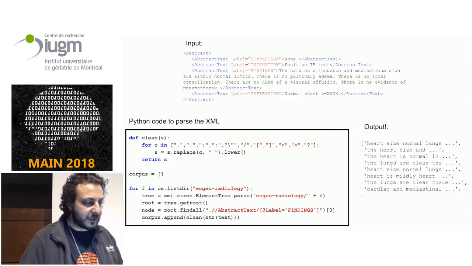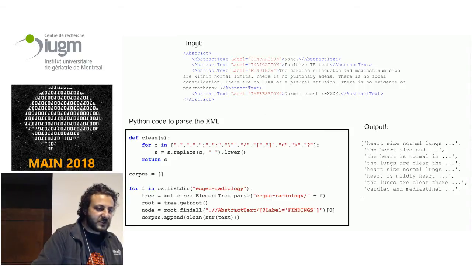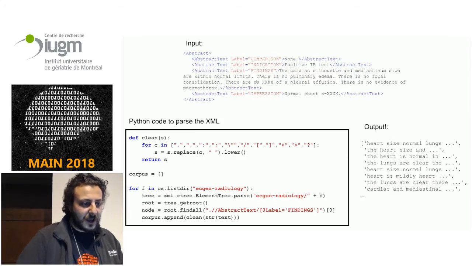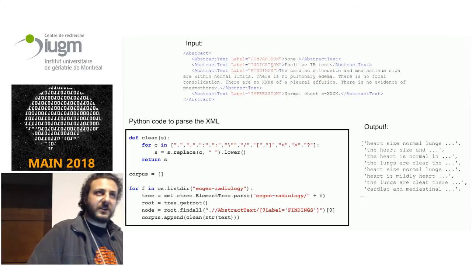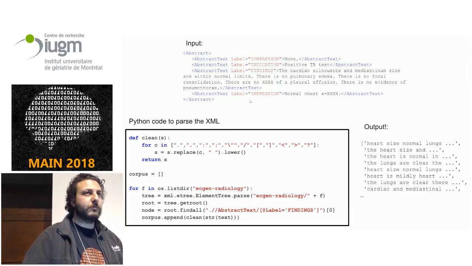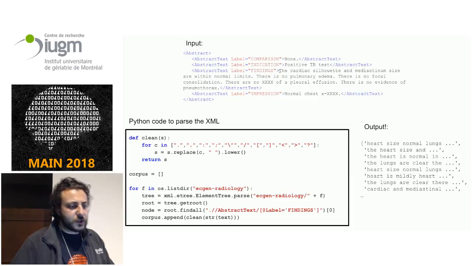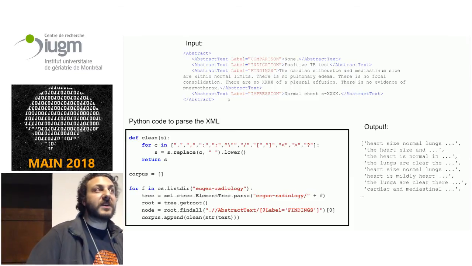If we take a look at what this raw data looks like, the input for a specific radiology report looks like this. You have an abstract with comparison, indication, findings, and impression. If we look at findings as the section that has the most text, manually written by a radiologist, we want to extract all these sequences out of this text.